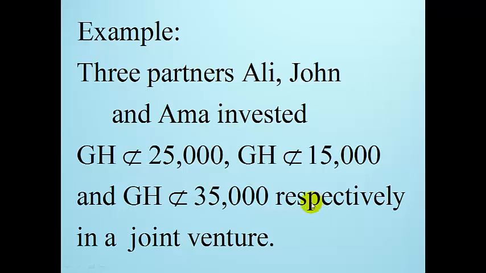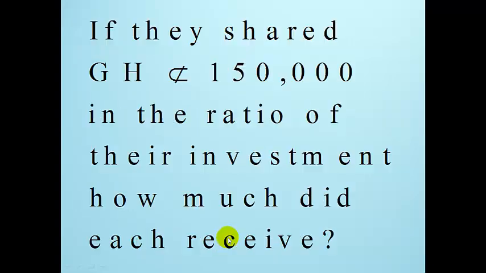So the respectively means that the first person corresponds to the first amount. So Ali's amount is 25,000 Ghana cedis. John's amount is 15,000 Ghana cedis. And Amma's amount is 35,000 Ghana cedis. That is the meaning of the respectively. Now, let's continue.